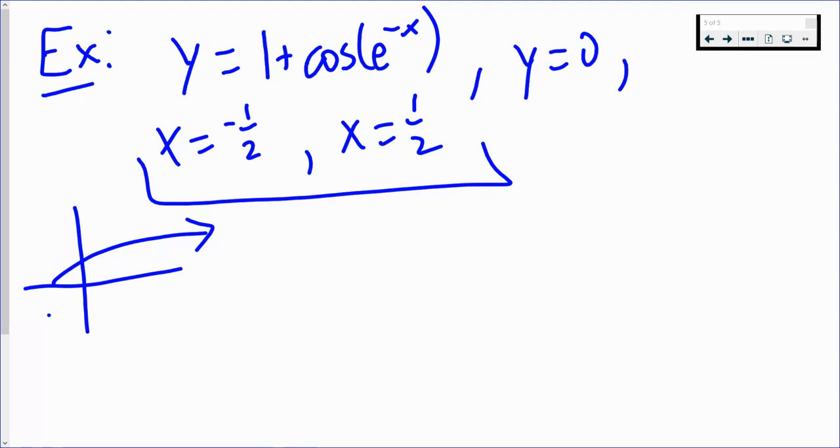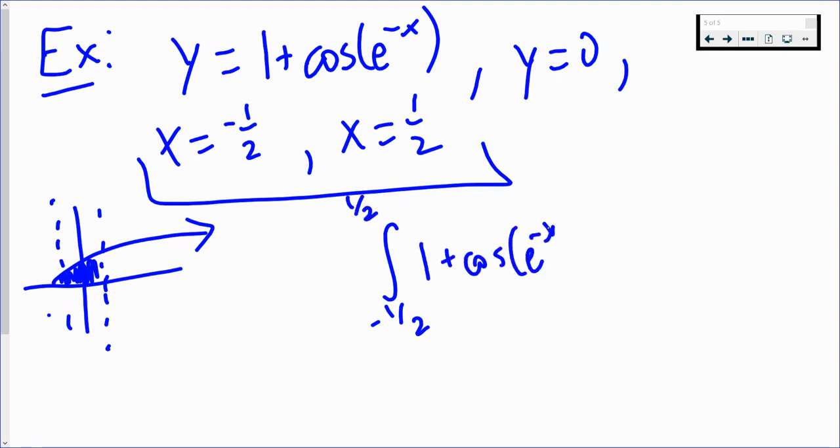Okay, so now let's talk about from negative 1/2 to 1/2. We have the same upper and same lower. The upper is the 1 plus cosine of e to the negative x. The lower is y equals 0, which is the x-axis. So this is an easy one. Area is the integral from negative 1/2 to 1/2 of 1 plus cosine of e to the negative x dx. Again, we're going to use our calculator to evaluate.